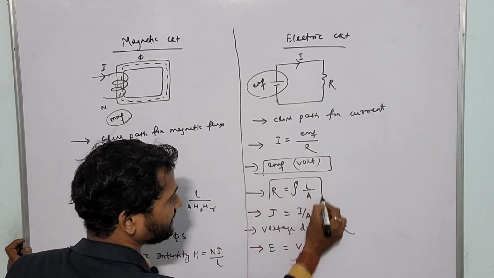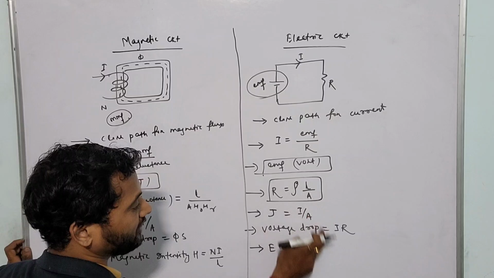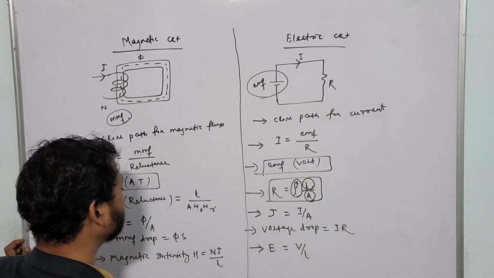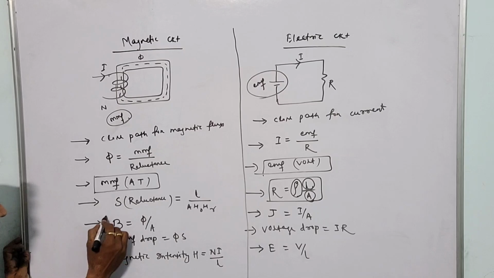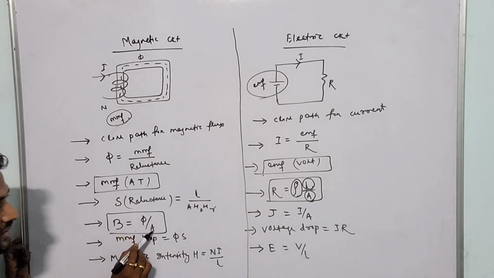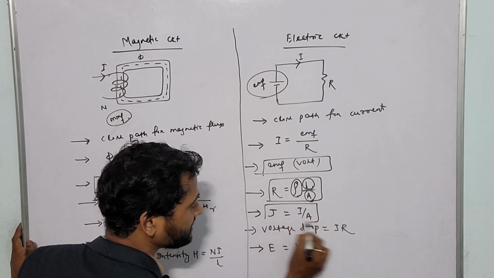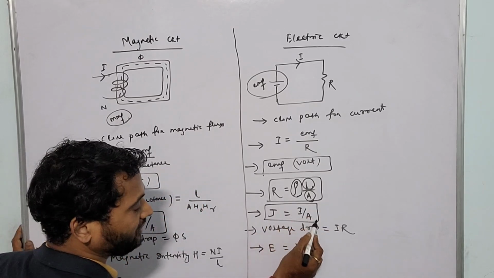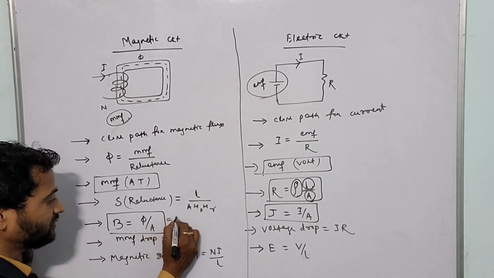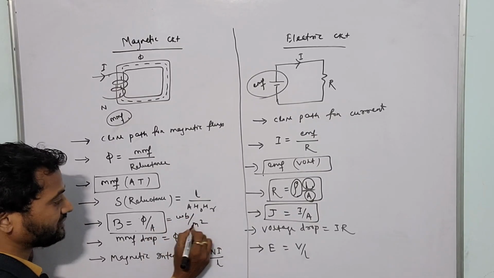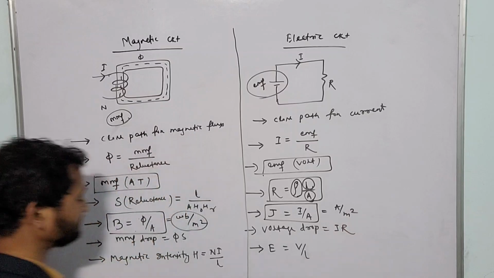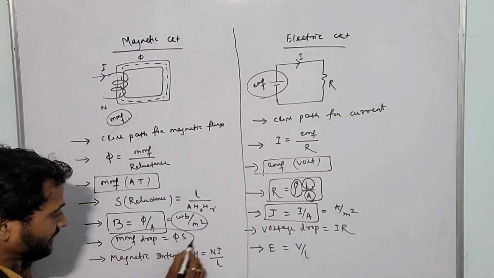And what is resistance? Resistance is nothing but rho L upon A. Rho is the resistivity, L is the length, A is the area of the conductor, cross-sectional area. And here magnetic flux density or magnetic field, which is magnetic flux upon area. But इसमें देखो current density J is I upon area, current upon area, right? So unit is Weber per meter square. यहाँ पे unit क्या है? Ampere per meter square.